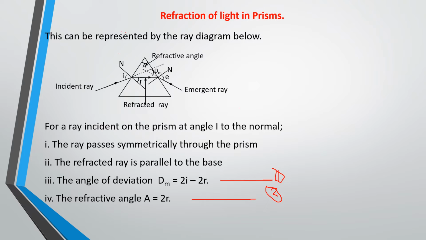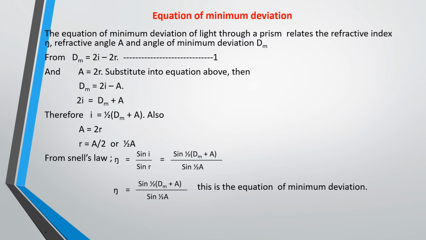These are just background information. With this background, we are going to derive the equation for minimum deviation, and then apply it to solve problems. Take note that minimum deviation is equal to 2i minus 2r, and the refractive angle is equal to 2r. So we will see how to derive the equation of minimum deviation for a triangular glass prism, finding the relationship between minimum deviation and the refractive index of the glass prism.